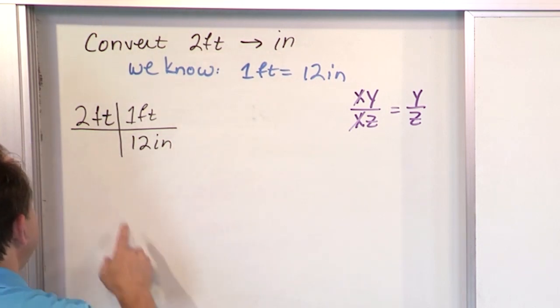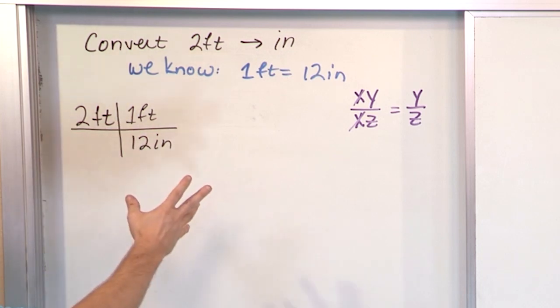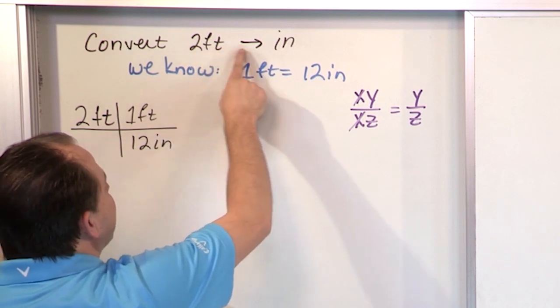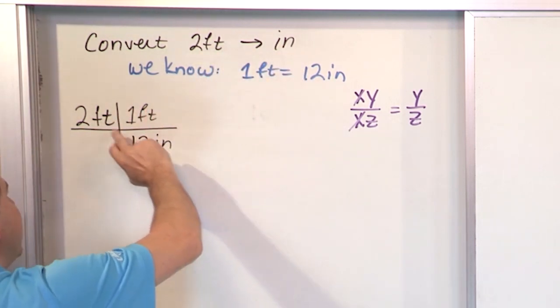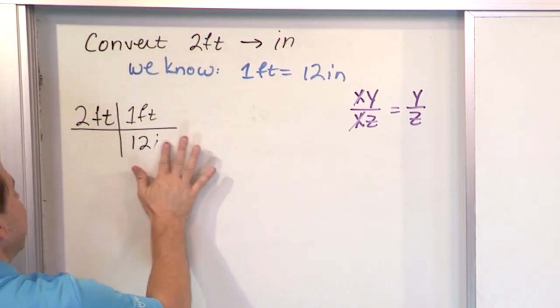Same thing here. If I have feet on top and feet on bottom, they can divide and cancel, which means they're gone. Because don't forget, I don't want to have feet in the answer. I want to have inches. So I want feet to disappear. But here they don't disappear because I put it in the reverse order. I put it in the wrong order. You don't want to write it that way because nothing cancels.